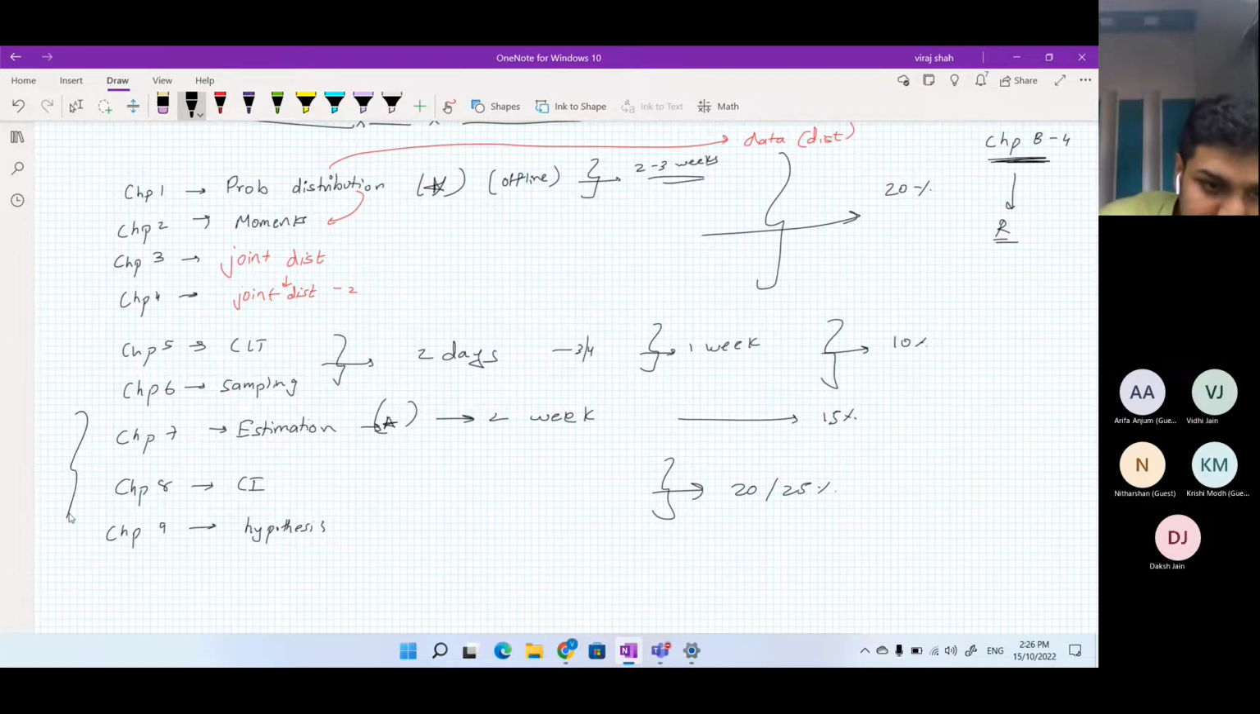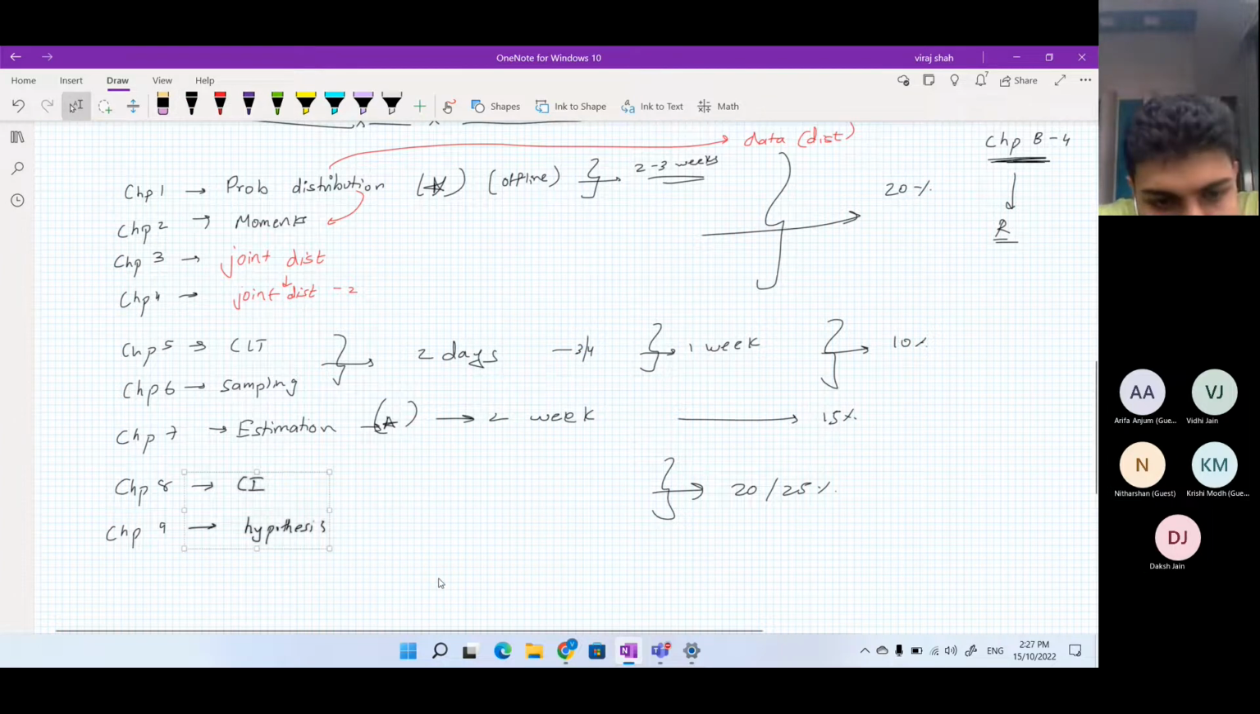So these three chapters alone will consist of your 40 marks ka question. 40% of your paper, maybe more than 40 marks of a question. What do you mean by confidence interval? What do you mean by hypothesis?